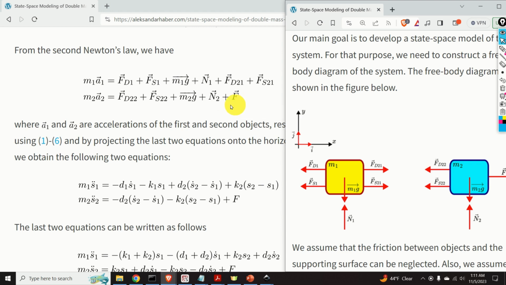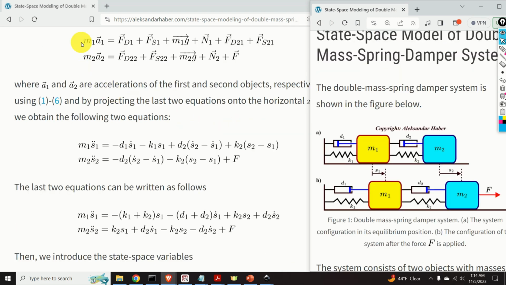Okay, the next step is to project these two equations onto the x-axis. Next, by projecting the first and the second equation onto the x-axis and by using the previous expressions for all the forces, we obtain these two equations. These two equations can be written like this by just regrouping the terms. Let's analyze these equations. We can see that the external force F is only affecting the second equation.